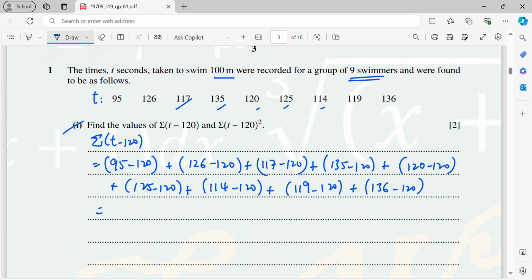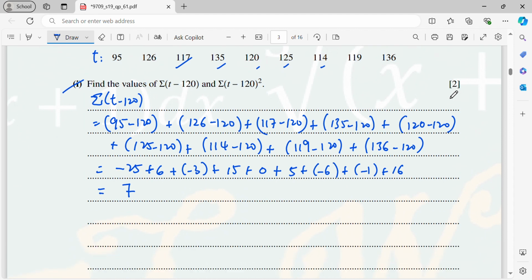Then from here, each of the calculations will be minus 25 plus 6, then plus negative 3, then plus 135 minus 120 is actually 15, then 120 minus 120 is 0, plus the next one is 5, 114 minus 120 is minus 6, then 119 minus 120 is minus 1, lastly 16. So when you get the total of all these numbers, that is going to be 7. So done for the first summation.